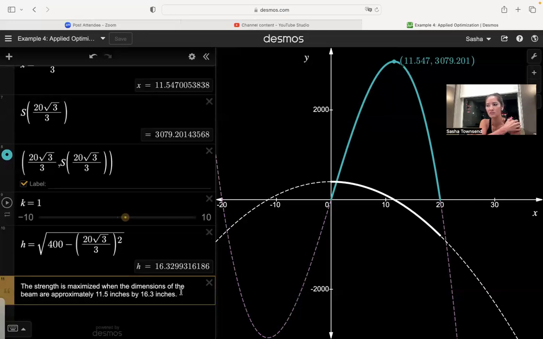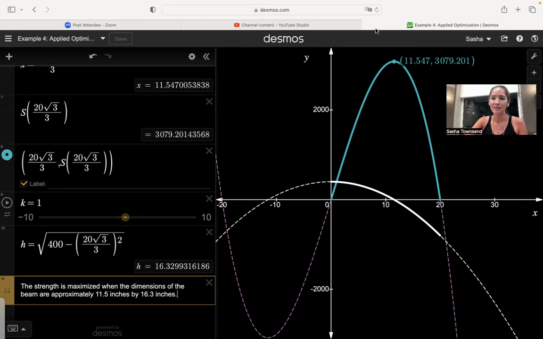It says, what are the dimensions of the strongest beam? We said the strength is maximized when the dimensions of the beam are approximately 11.5 inches by 16.3 inches. Now, if you want to, you could rework this problem with the other function that involves the square root of 400 minus h squared. I think the calculus might be more interesting and the graphs might be more interesting, but what you'll find is h is still going to be that 16.3 inches and the width will still be that 11.5 inches. But some of the calculations involved might be a little bit more interesting.